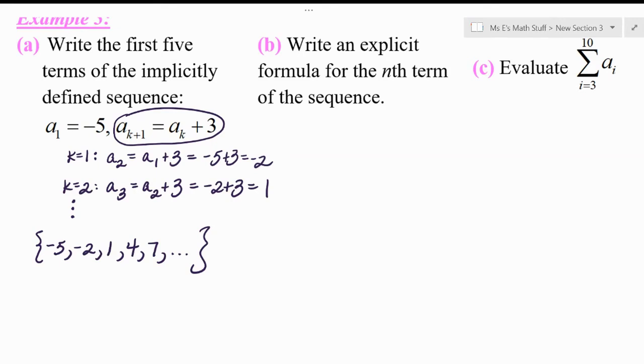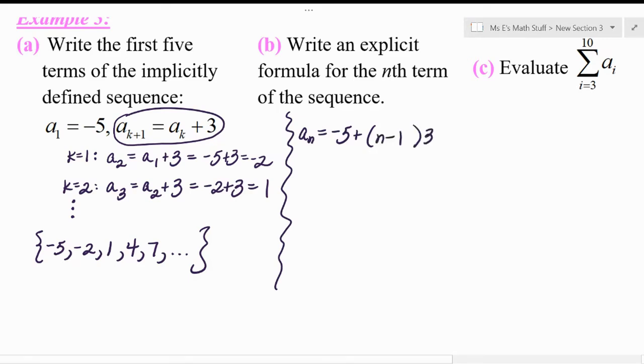For part B, it says write an explicit formula for the nth term of the sequence. So that's what we did in the beginning of this lesson. So let's talk about how to jump to the nth term. You would take negative 5, and you just keep adding 3s. And how many 3s would you add to get to the nth term? You'd add n minus 1 of them. There you go. Feel free to simplify that all you want.